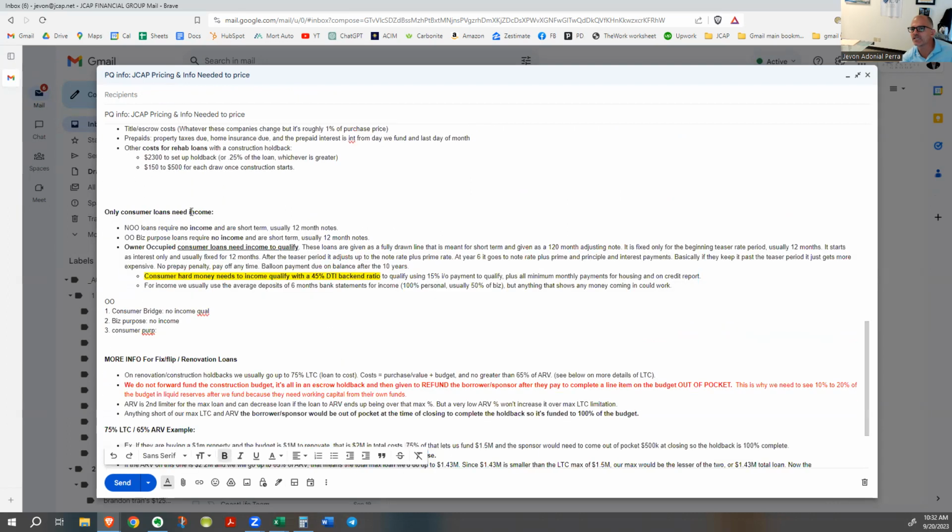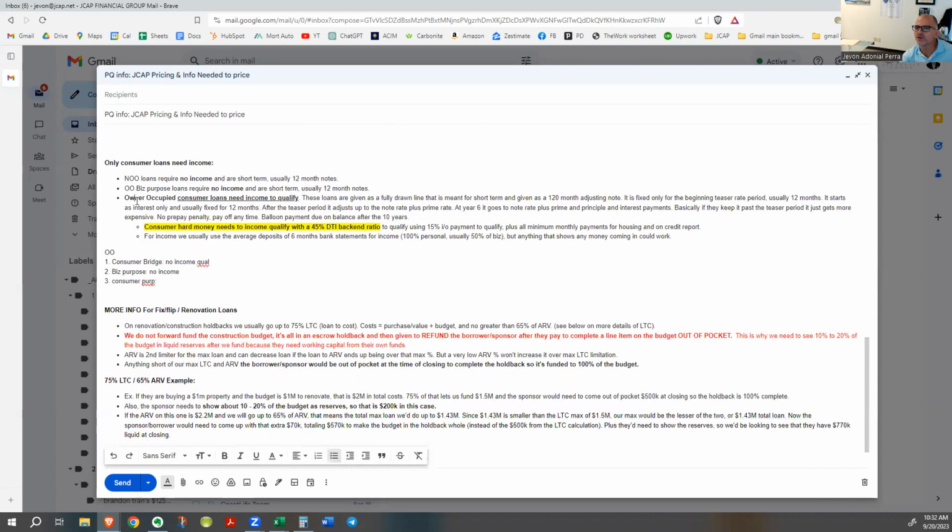Only consumer loans need to income qualify. So non-owner loans, no income. Business purpose loans, no income. But right here, owner-occupied consumer loans need to income qualify. These loans are given as fully drawn, which means all the money goes out.